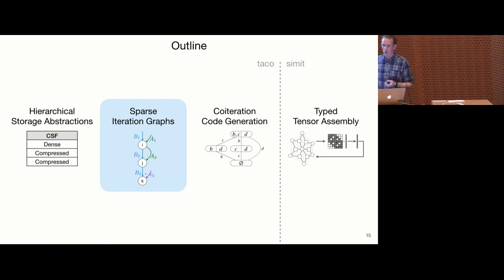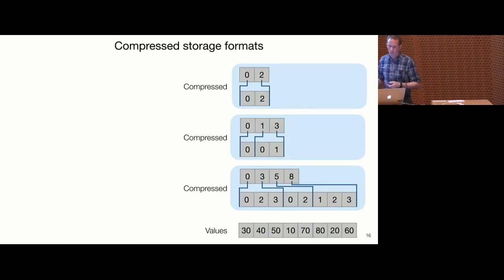So the next thing we're going to look at is how we can characterize these sparse iteration spaces with these sparse iteration graphs. So I've drawn the data structure again. And this is compressed. This is a 3 tensor. It's compressed in every dimension. These data structures have a dependency through them. The first data structures tell you something about the next. So there's this arrow going through them.